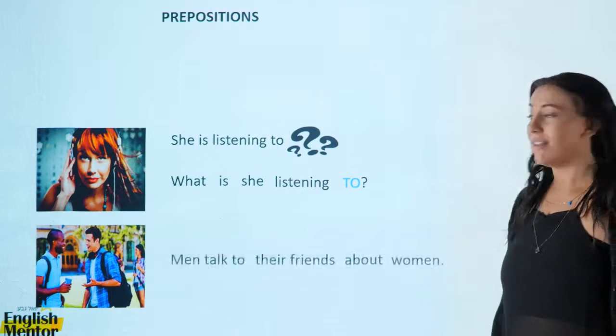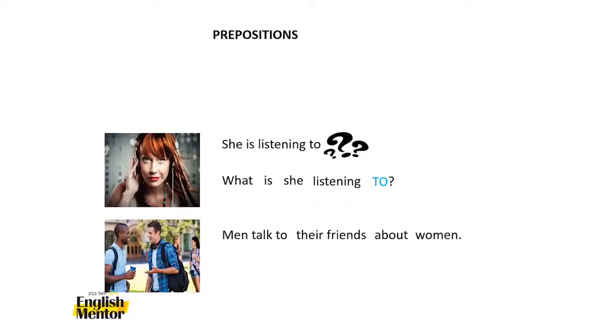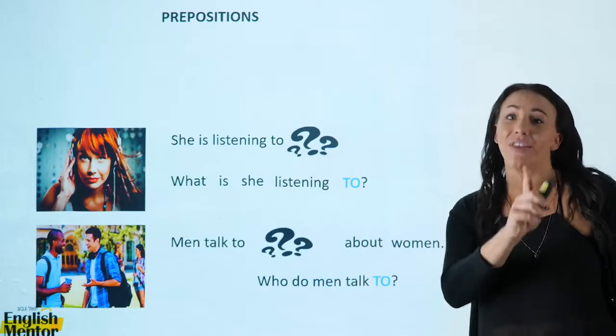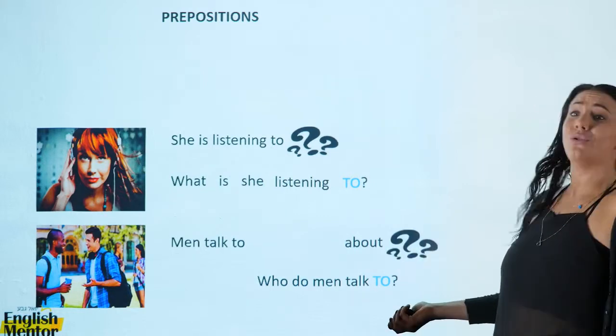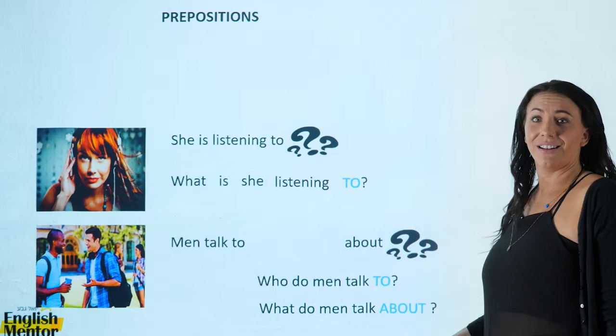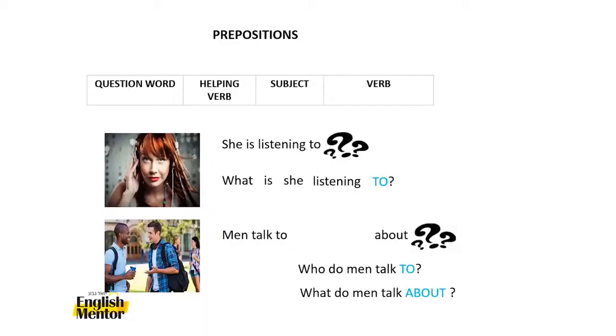Here's another example. Men talk to their friends about women, another preposition. We have two possible questions here. How do we ask them? Men talk to who? Who do men talk to? Once again, you can see that the verb is followed by the preposition. Or we can ask, who do men talk to their friends about? And again, our preposition follows our verb. Question word, helping verb, subject, verb. It's that simple. Plus preposition.